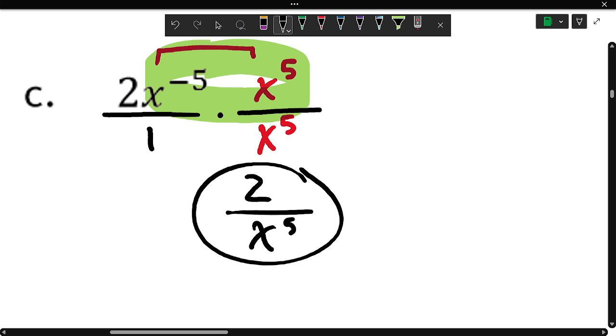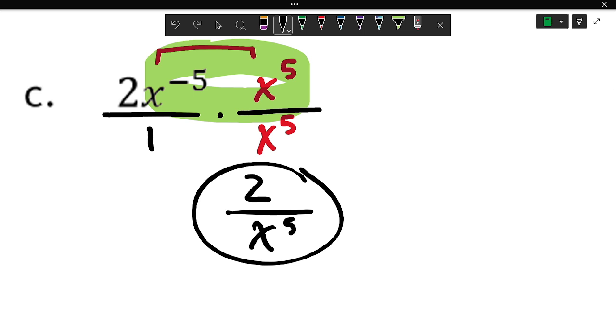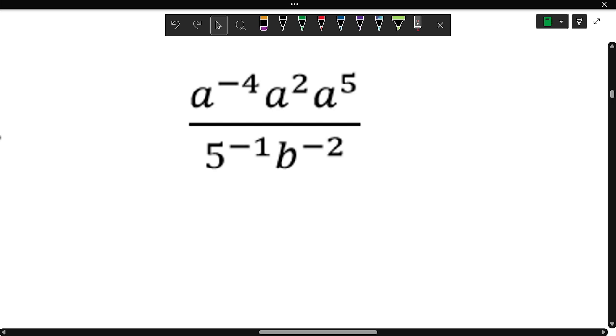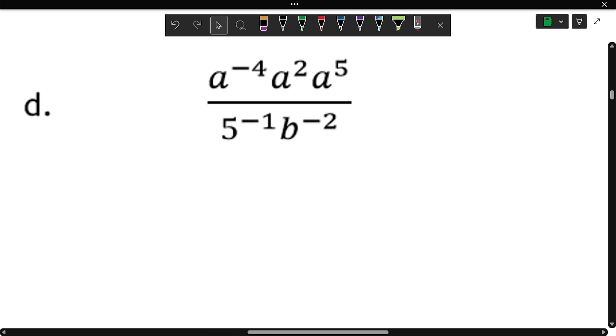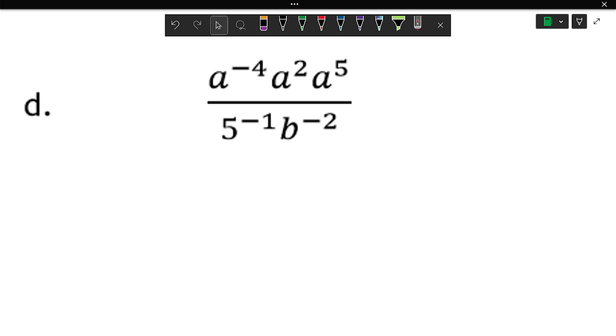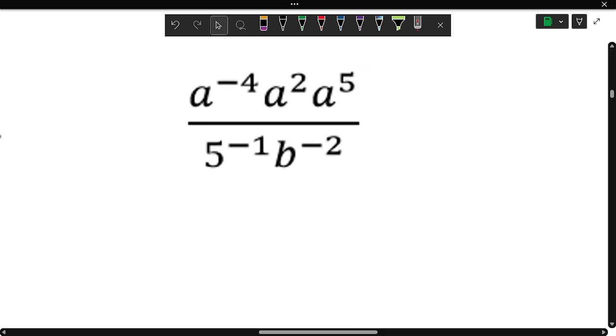And then the final question in question 1, part D. This does have a couple different negative exponents. I could deal with all the negative exponents immediately if I wanted to, but I'm noticing that the factors of a are going to kind of take care of themselves in the numerator first. So I'm going to deal with that.